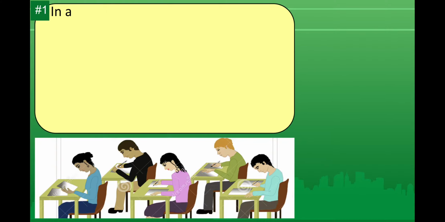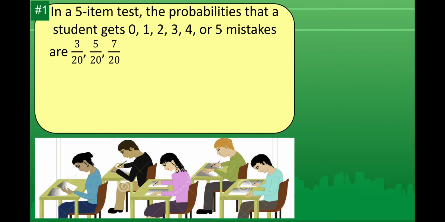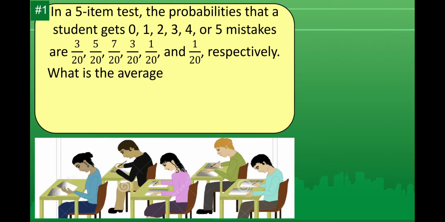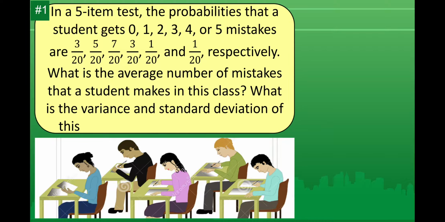For example, in a 5-item test, the probabilities that a student gets 0, 1, 2, 3, 4, or 5 mistakes are 3 over 20, 5 over 20, 7 over 20, 3 over 20, 1 over 20, and 1 over 20 respectively. What is the average number of mistakes that a student makes in this class? What is the variance and standard deviation of this discrete probability distribution?